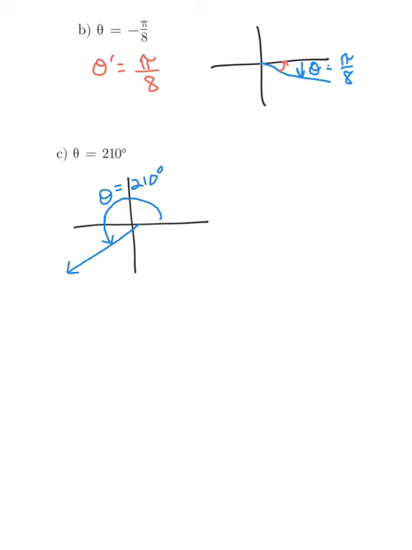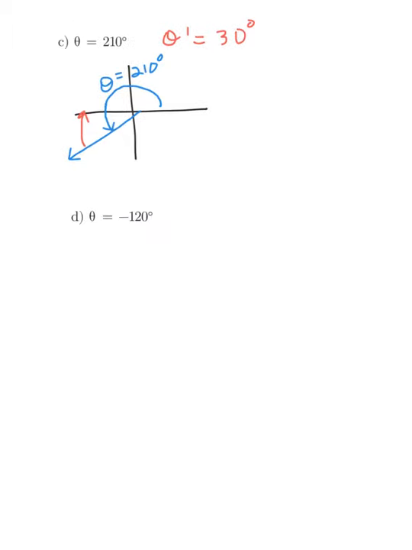The reference angle is always from where you ended to the x. So our reference angle is from where we ended back up to the x. What was that measure? Remember that in sketching 210, we said we went 30 past 180. So our theta prime is 30 degrees.